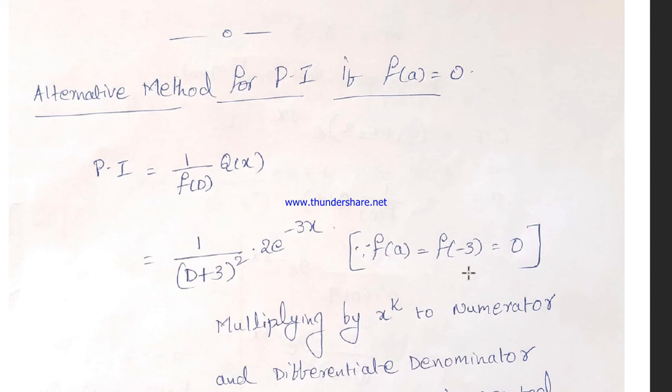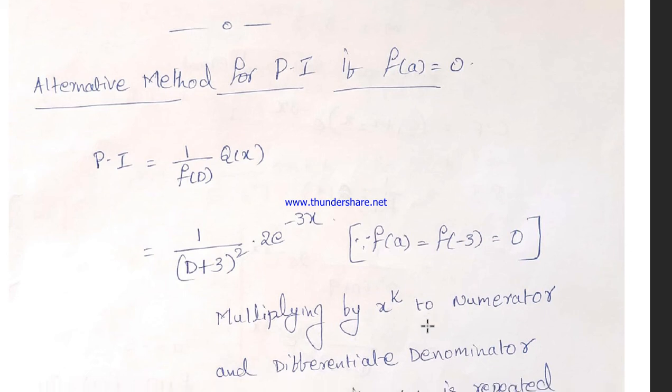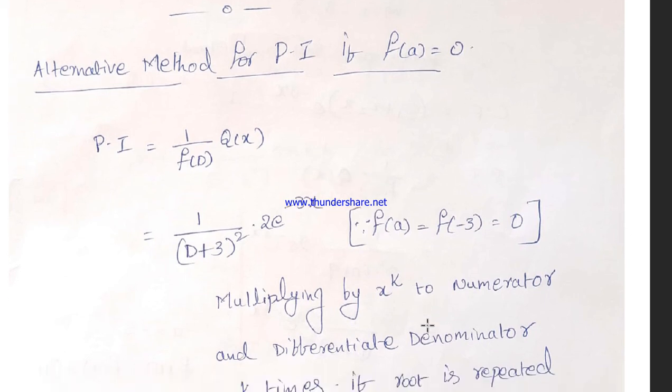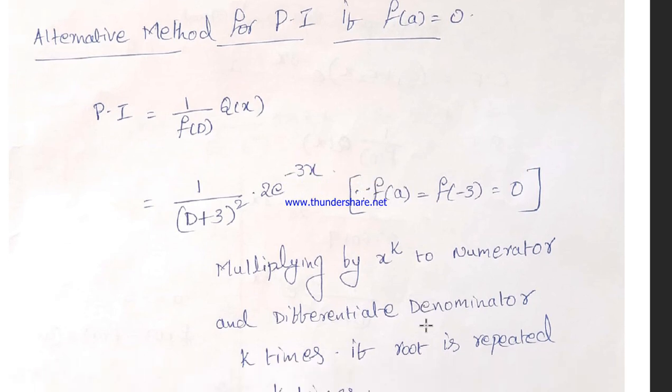If you find f of a value equal to 0, multiply by x power k to the numerator. So our root is repeated how many times? 2 times. What is our root? Minus 3. The a value is minus 3, so the root of the equation is minus 3. So that's why D plus 3 is repeated 2 times. So multiplying by x power k to the numerator means x square to the numerator, and differentiate the denominator k times if the root is repeated k times.